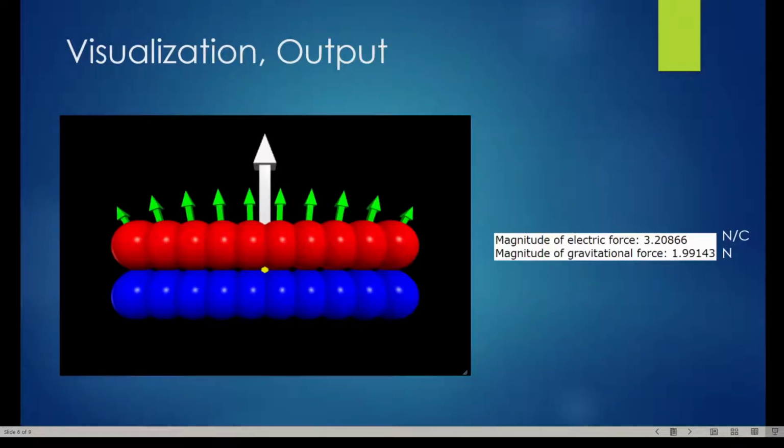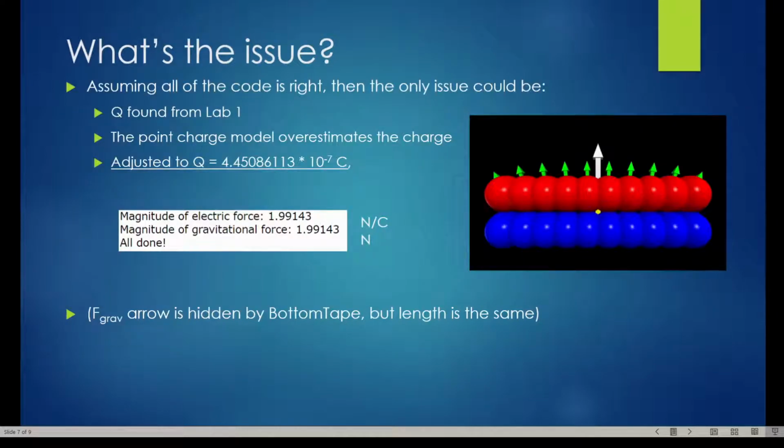The visualization and output are almost as what's expected, with the green arrows fanning out from the center. However, the electric force and gravitational force are not equal. So the question is, why is this happening? Assuming that my code is right, the only issue could be that the amount of charge on each tape is wrong, and that the value is being overestimated.